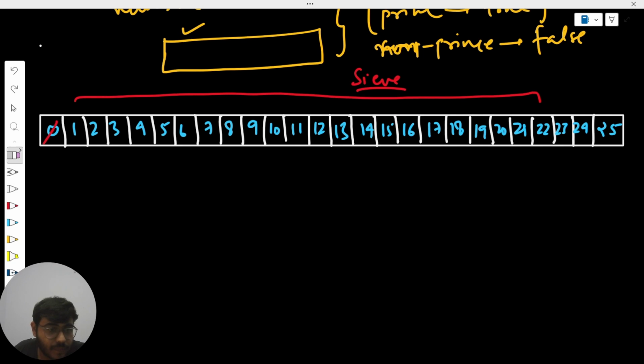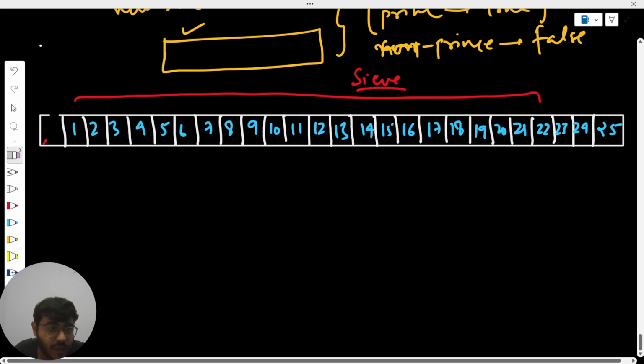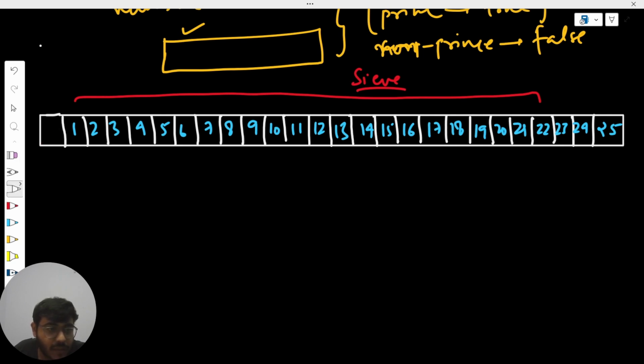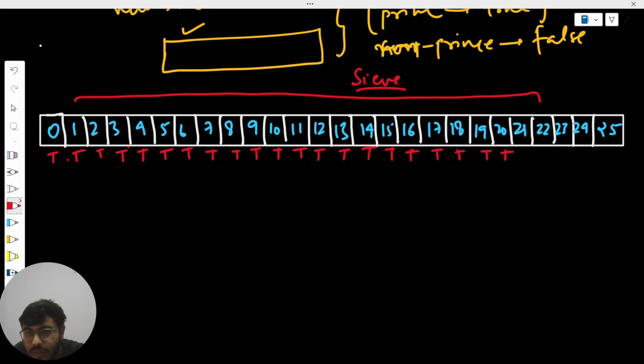So we are back. Initially we assume that every number is prime. Every number from 0 to 25 is marked as true, meaning these numbers are assumed to be prime. That is what we assume at the start of the algorithm, right? Let me write T.